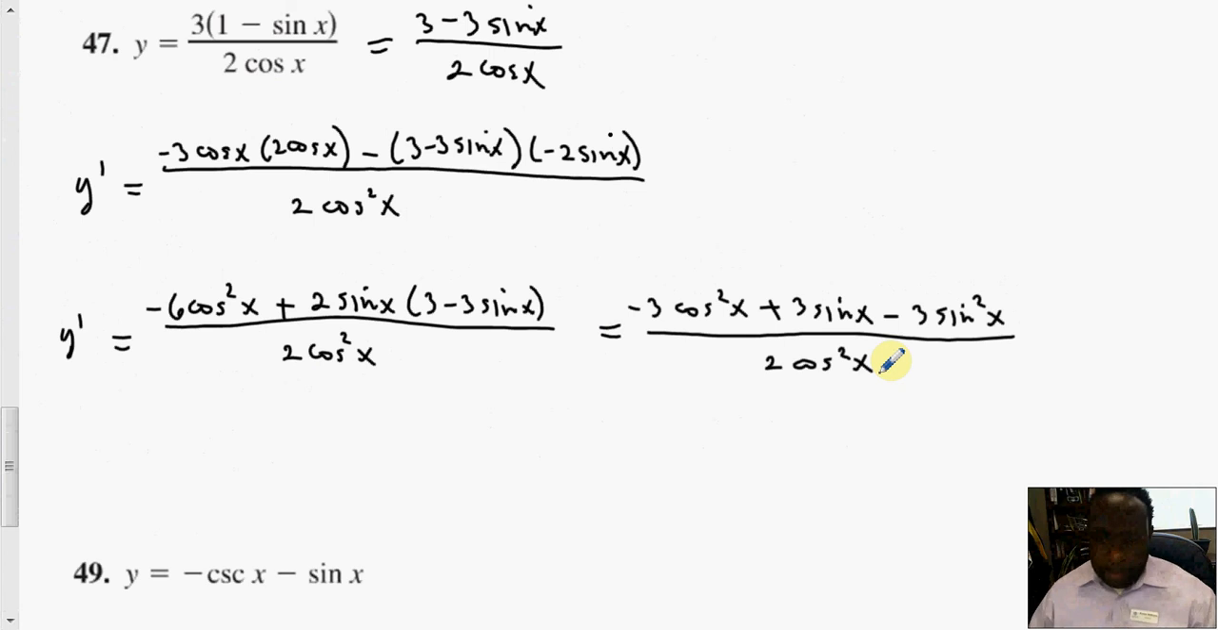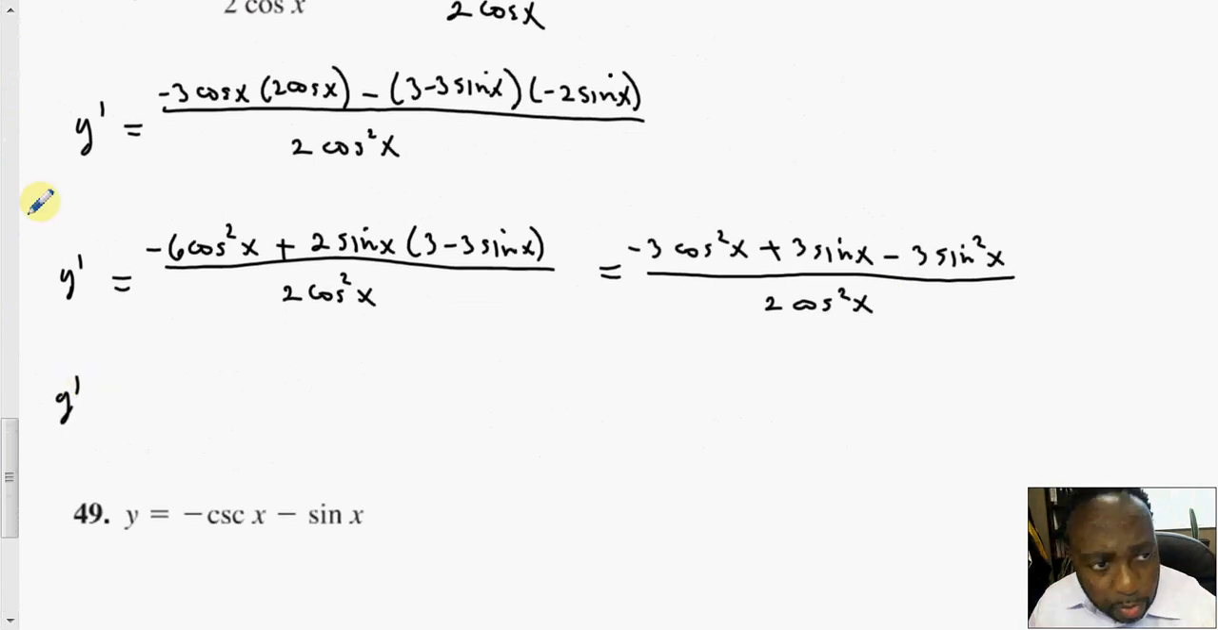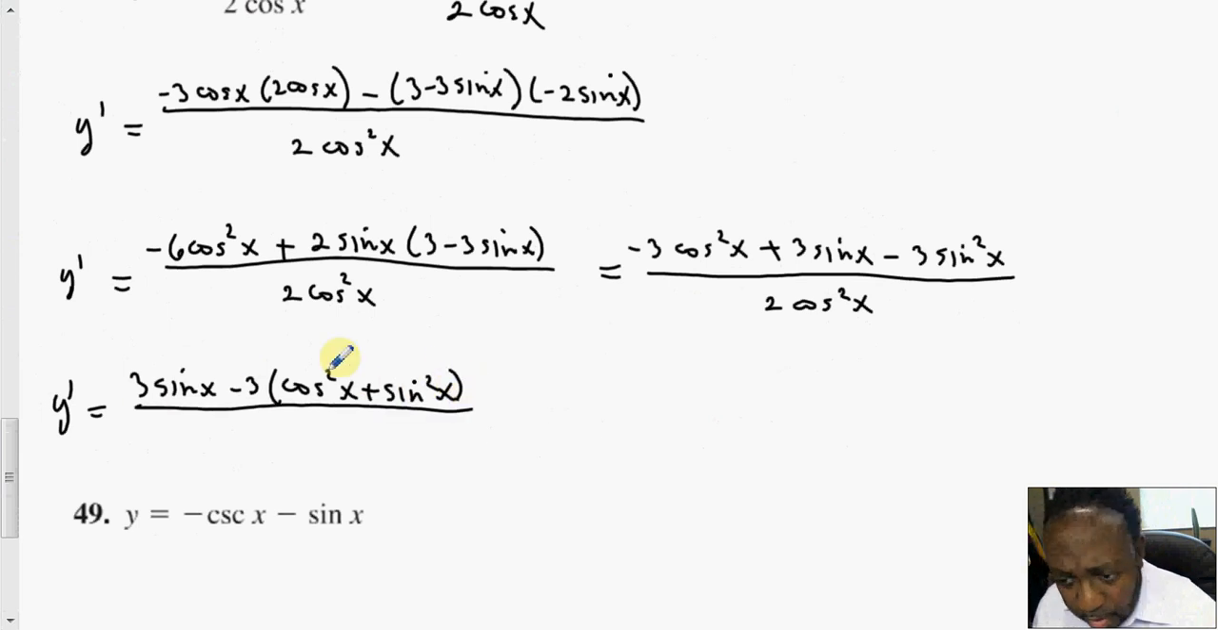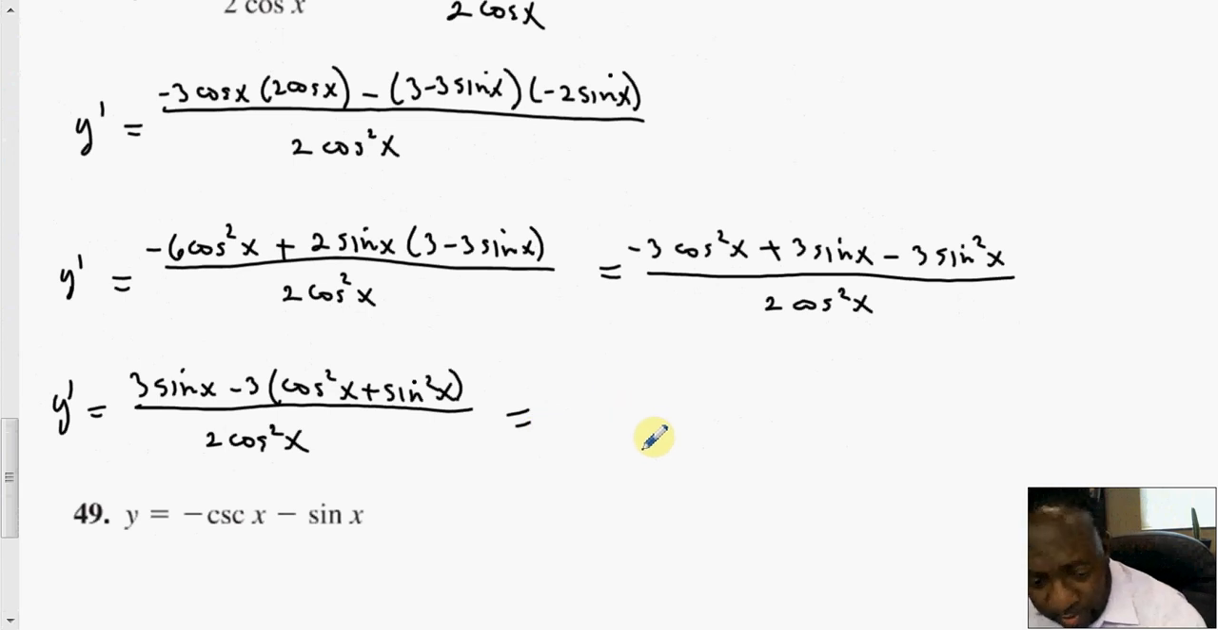cosine squared x. So here, y prime, well, it's supposed to be, is, I'm going to write this as 3 sine x minus 3 times parentheses cosine squared x plus sine squared x. Did you get that? Factor out a minus 3 from this term and that term. That leaves us with 1 cosine squared plus sine squared over 2 cosine squared x. So this is, leave this as our final answer.